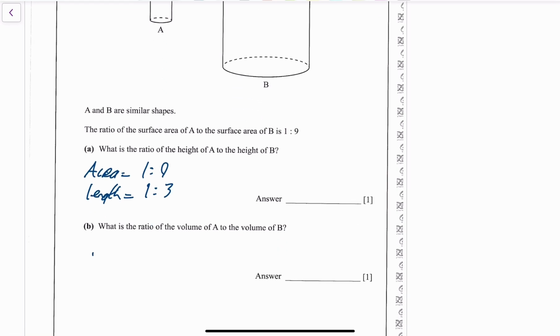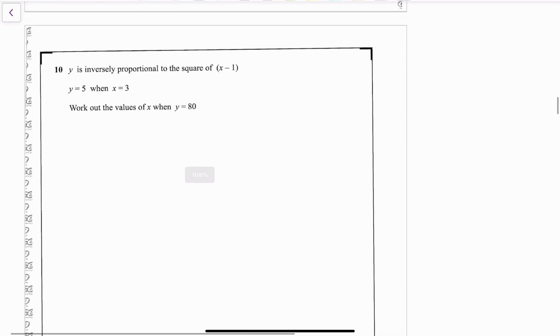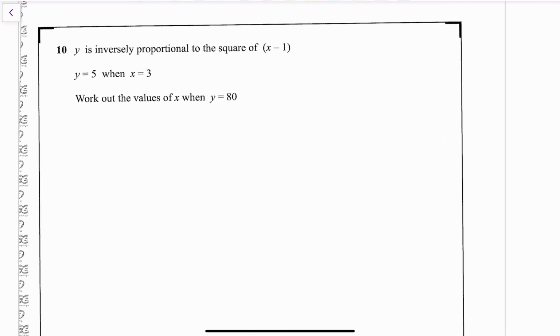And the ratio of the volumes. So this thing gets cubed. 1 cubed gives you 1. 3 cubed gives you 27.